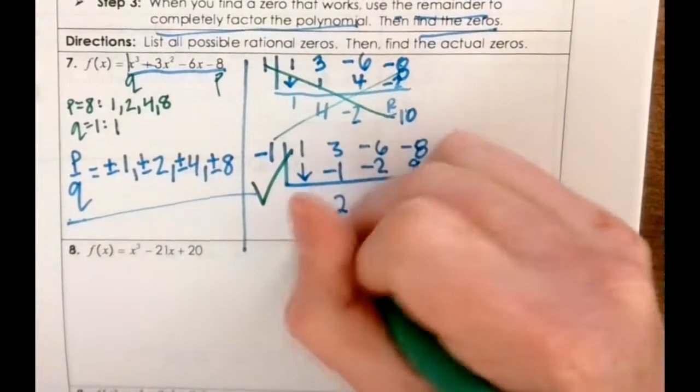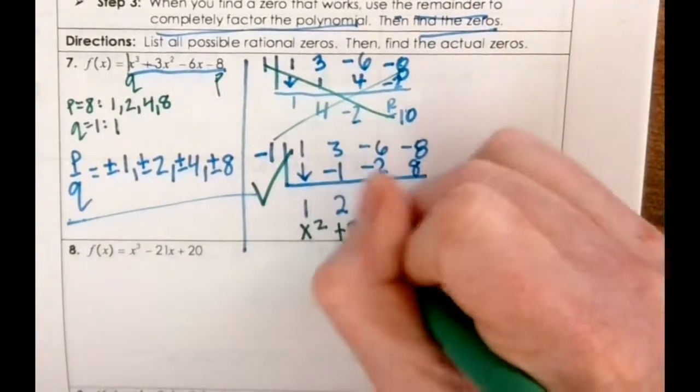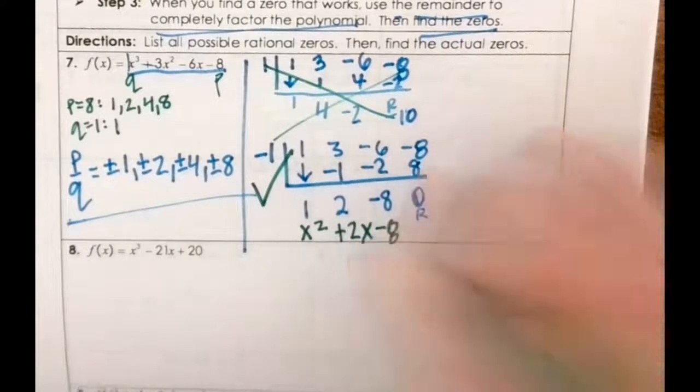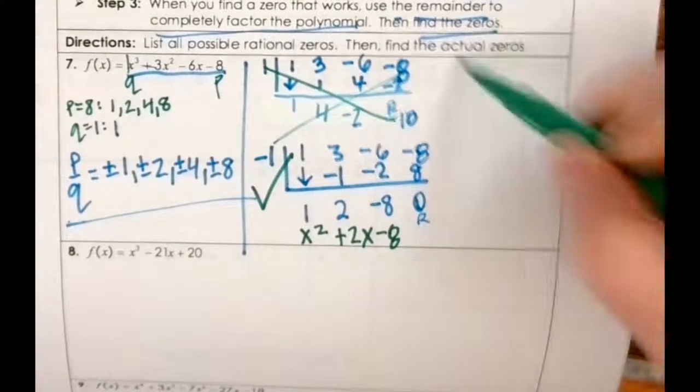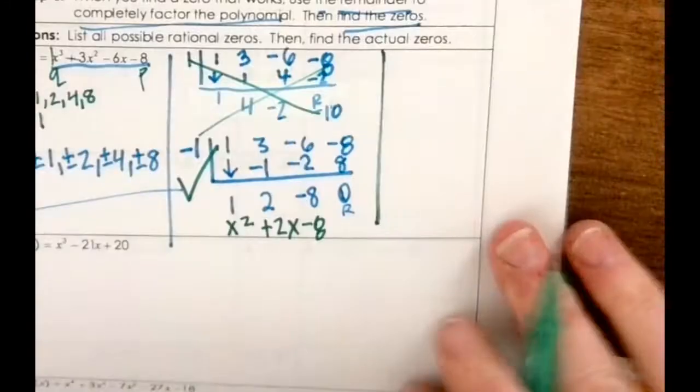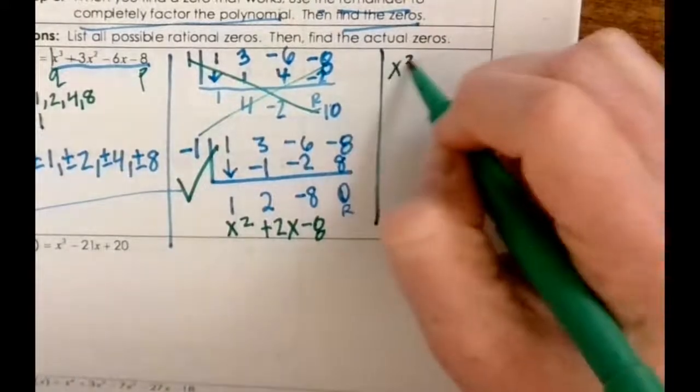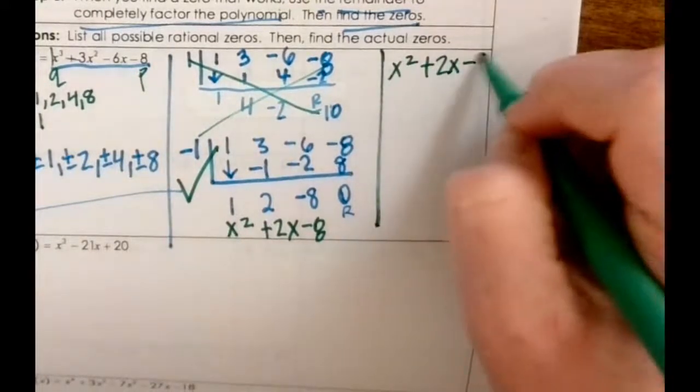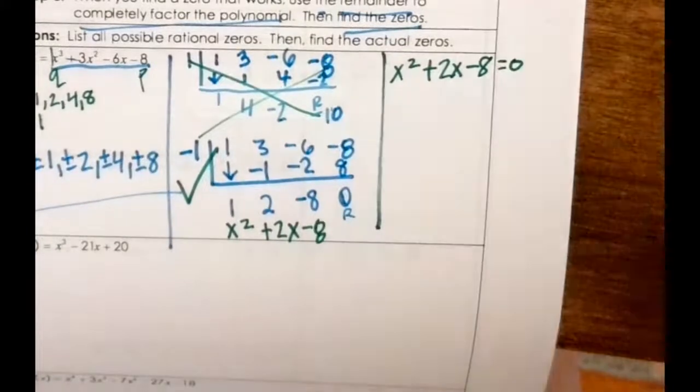Alright, what's left is x squared plus 2x minus 8. So we're going to have to factor that and find the rest of the zeros. X squared plus 2x minus 8. Find those zeros.